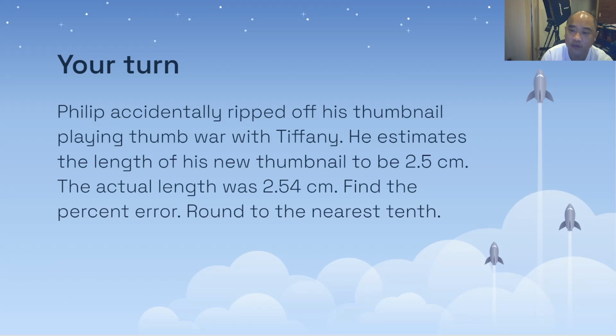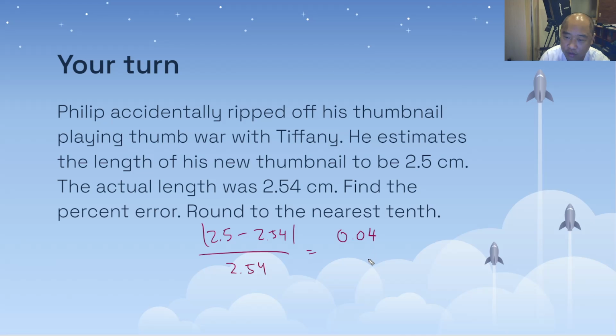Let's say that Philip accidentally ripped his thumbnail off when he was playing Thumb War with Tiffany. And when his thumbnail grows back, he estimates the length of his new thumbnail to be 2.5 centimeters. But the actual length was actually 2.54 centimeters, Philip. So what is the percent error? Well, his estimate is 2.5. Subtract 2.54. Take the absolute value of that, put it over 2.54.